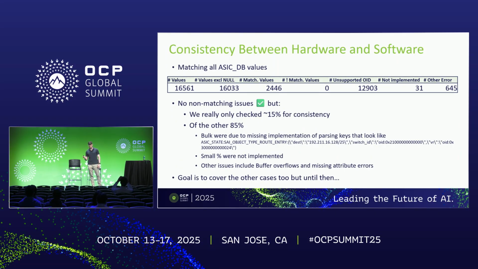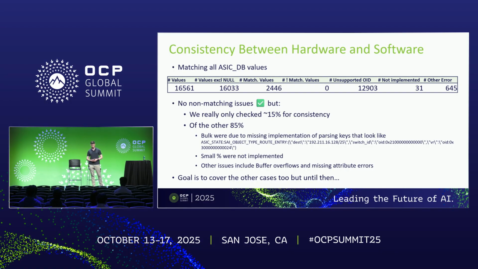And these are the kind of results that we get. We get about 16,000 results after we exclude the empty placeholder values, but we're only getting about 2,400 values matching, which is only about 15%. Of these other 85%, there's actually a large majority with different kinds of keys, so we just haven't implemented this yet. And then also, even though we have these values in our ASIC DB and we go to do a SAI get call, we're getting a not implemented result back from our SAI layer. That accounted for a few more. And then a larger group was we were getting buffer overflows in the C library as well.